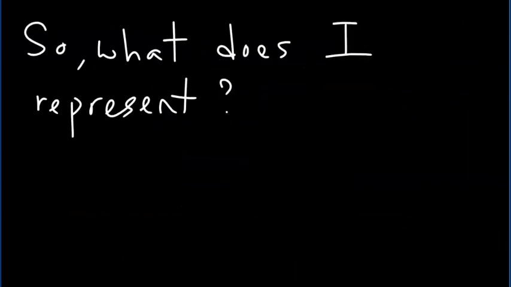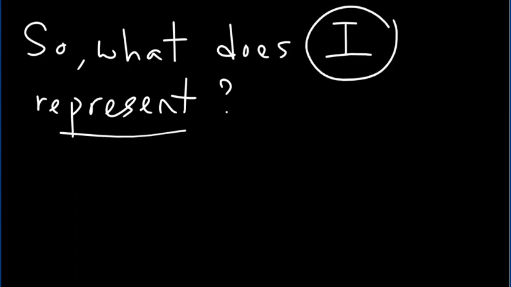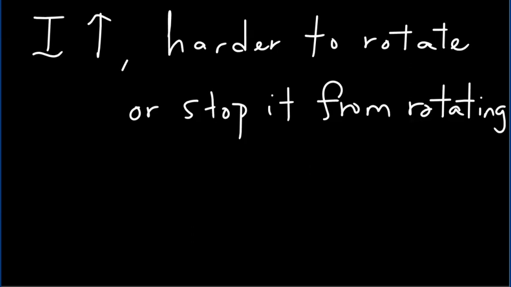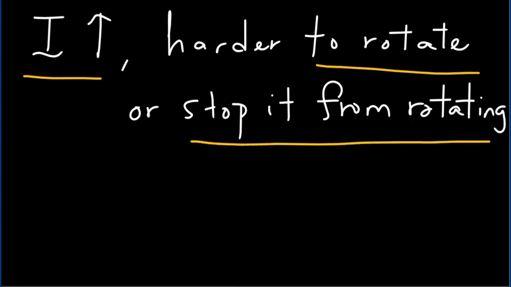So now the question is, what does moment of inertia or the rotational inertia represent? It can be viewed as a rotational analog of mass. Quite simply, what it means is that the larger the moment of inertia of a system, the harder it would be to start rotating the system or to stop the system from rotating.